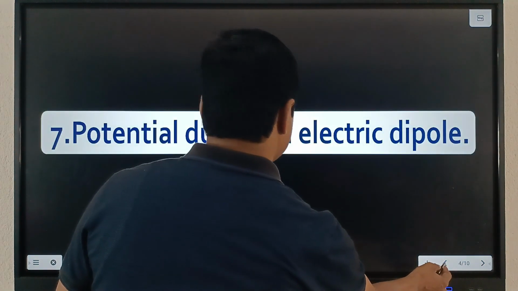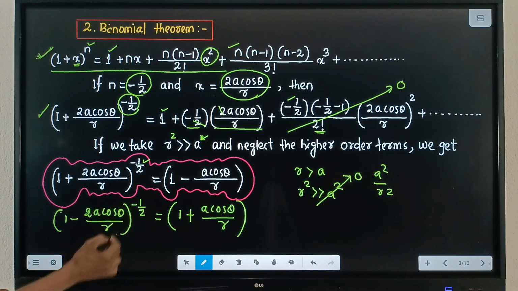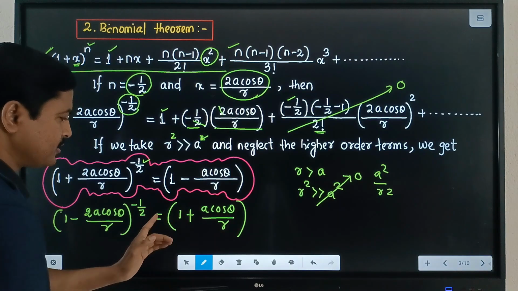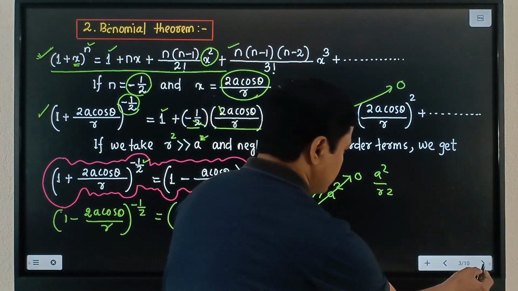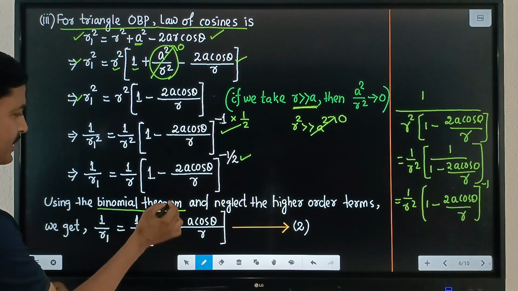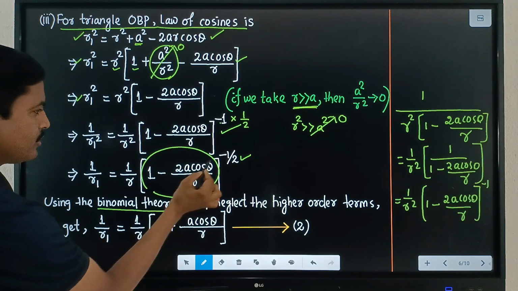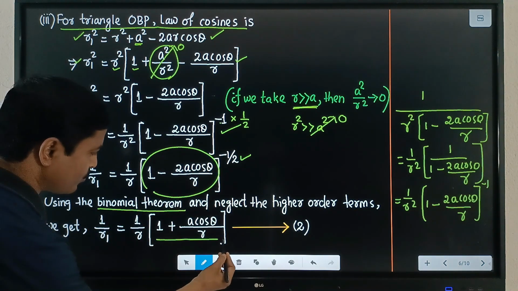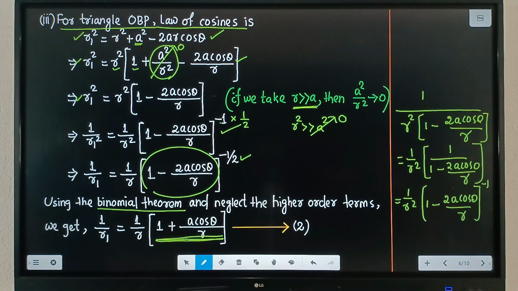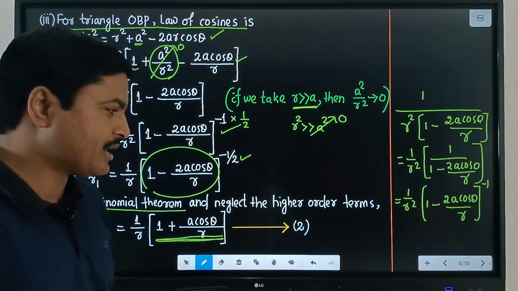And we applied the binomial theorem directly. This one is the binomial theorem. That means in place of 1 minus twice a cos theta by r whole to the power minus half, we write this one is same as 1 plus a cos theta divided by r. So we directly write, in place of 1 minus twice a cos theta by r to the power minus half, that is 1 plus a cos theta divided by r. Clear? That means 1 by r1 is equal to 1 by r multiplied by 1 plus a cos theta divided by r.